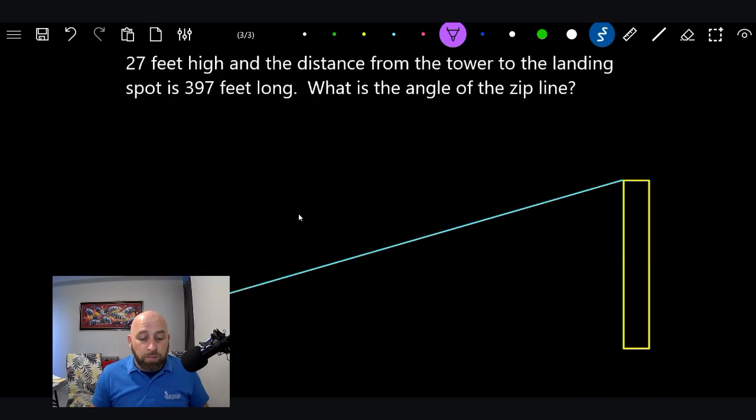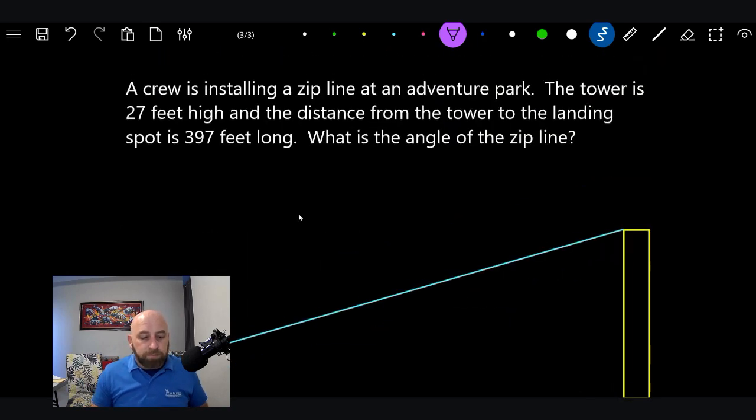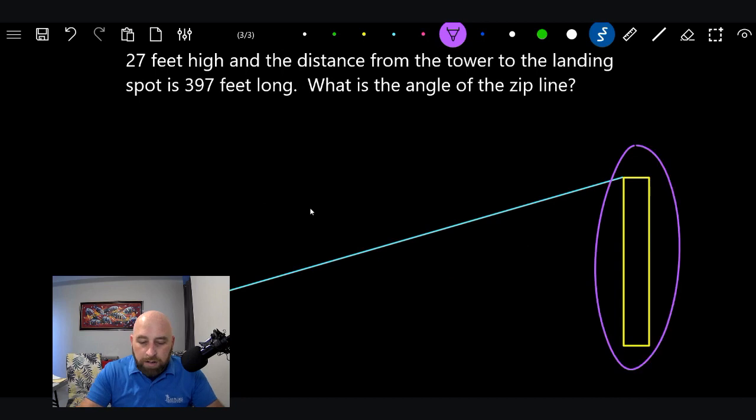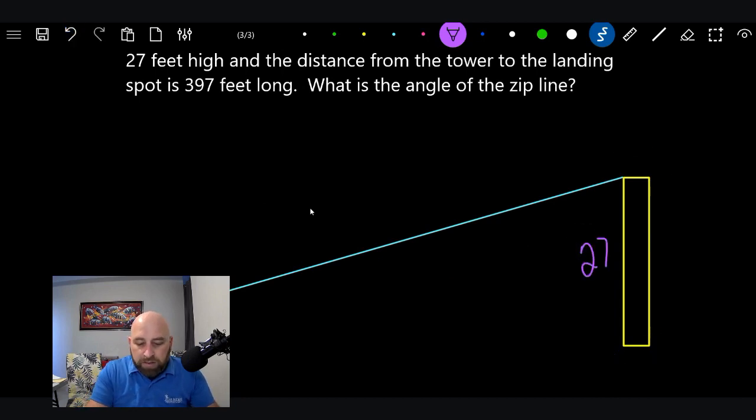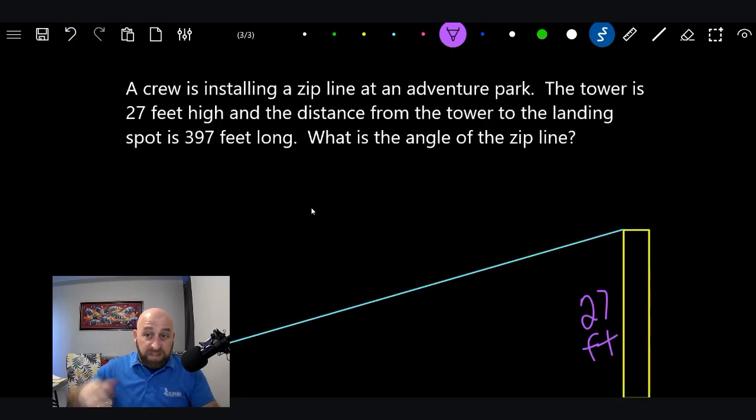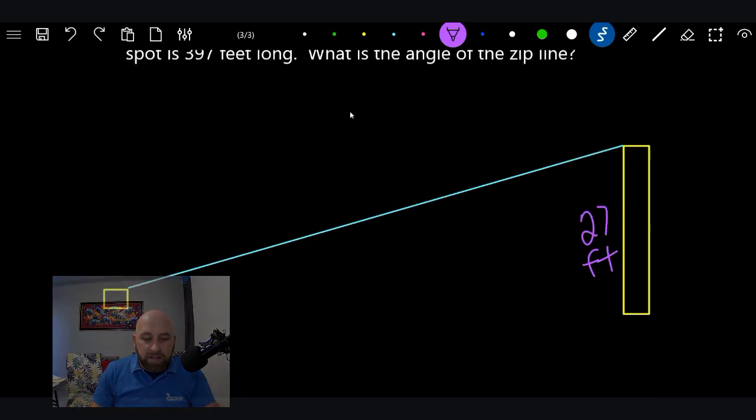Let's do one more real quick here. A crew is installing a zip line at an adventure park. The tower is 27 feet tall. Here's the tower right here. That's 27 feet tall. Remember that, the word tall there? Or high. And the distance from the top of the tower to the landing spot.